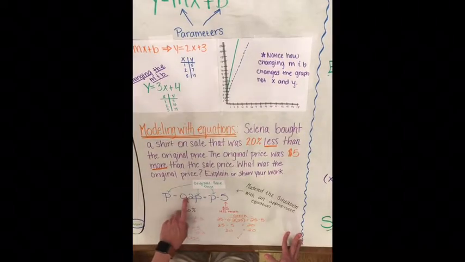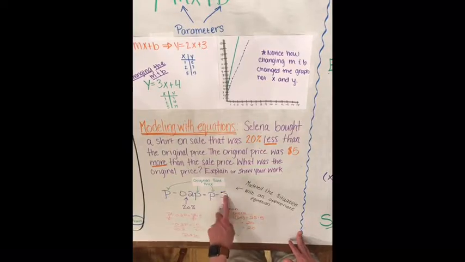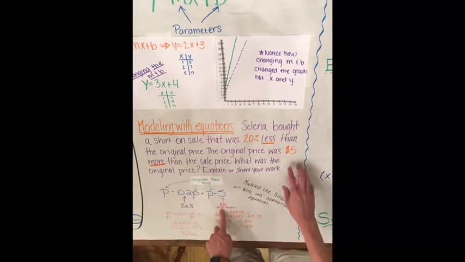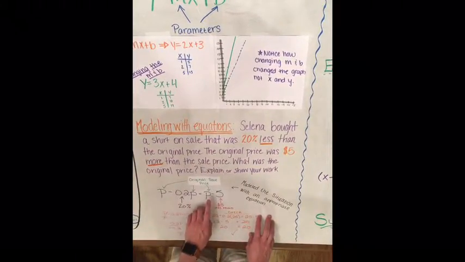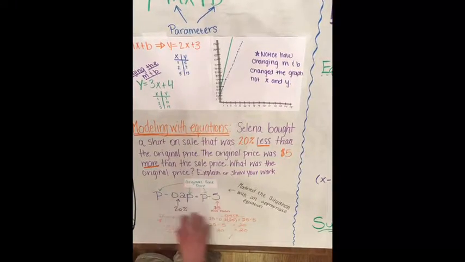We're going to convert that percentage to a decimal. And then over here, we have p minus 5, which is representing the $5 less than up here, because the original price was $5 more. So we've got that right here. So now they're going to set this up.